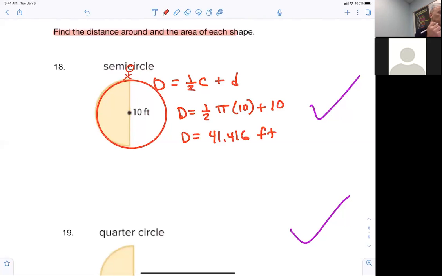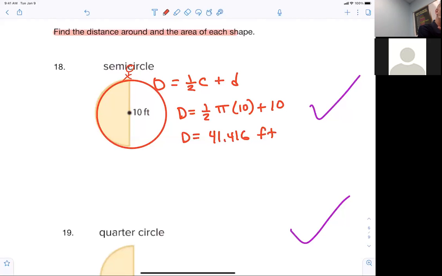So help me. 1/2 times pi times 10 plus 10. That's what you should be doing. I'm not saying it's right. Everyone should have their calculator and everybody should be doing it. And what is that? Did you get 41.416 this time? Okay, good.